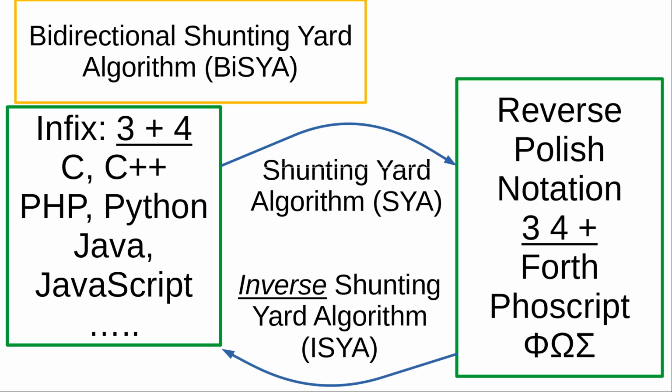In this lecture, we describe the bidirectional shunting yard algorithm. Bidirectional shunting yard algorithm, abbreviated as BISYA, pronounced as BISYA, which is a dual of Dijkstra's original shunting yard algorithm and its inverse, and demonstrate using the reverse Polish notation as a universal script to interface to any known programming language.